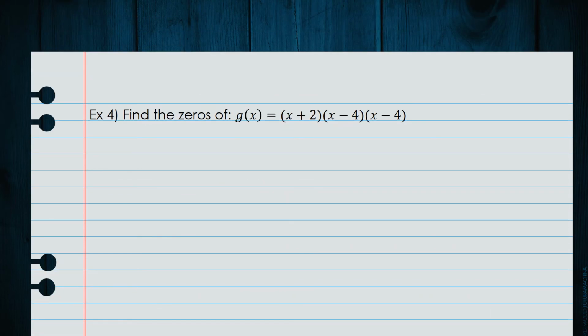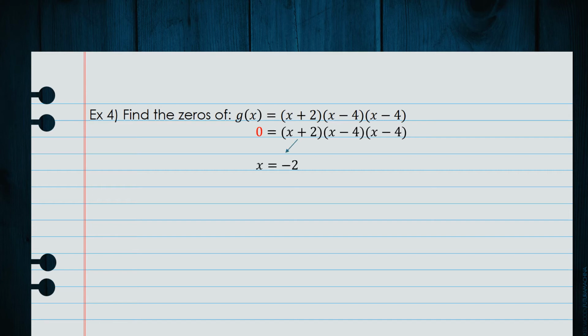Example 4, find the zeros of g of x equals x plus 2 times x minus 4 times x minus 4. Since it said find the zeros, where you see the function, we replace that with a 0. So we now see 0 equals x plus 2 times x minus 4 times x minus 4. Since we have 3 values multiplying and the result is 0, one of those values has to be 0 in disguise. So the first value of x plus 2, well, what would cause that to equal 0?